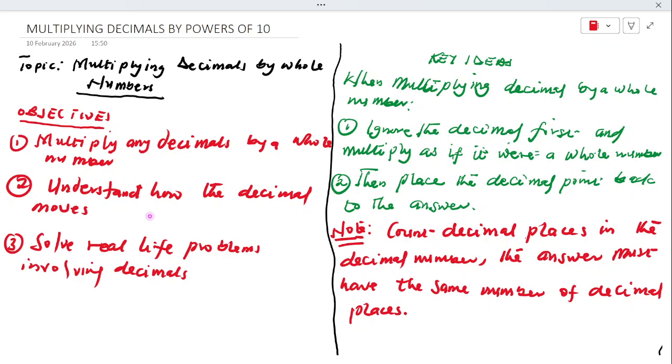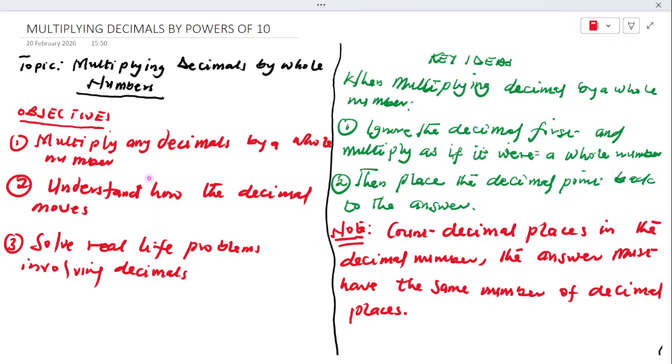Today our topic is on multiplying decimals by whole numbers. Learners, have you ever wondered what happens when you multiply a decimal by a whole number? It is simpler than you think, and today I will show you step by step how to do that.